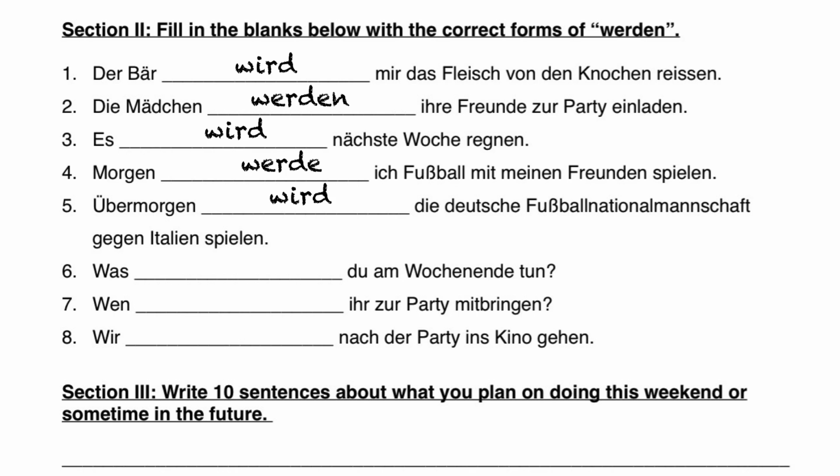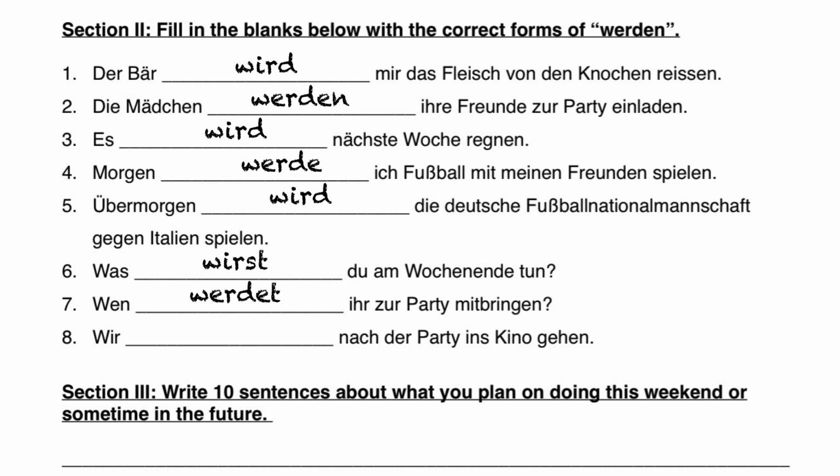Nummer 6. Was, something, du am Wochenende tun. Here we want to ask, what will you do on the weekend? Du is the subject because du is always the subject of a sentence if it's in the sentence, otherwise it becomes dich or dir. So we have here the du form, was wirst du am Wochenende tun? Nummer 7. Wen, blank, ihr zur Party mitbringen. Ihr is the subject of this sentence because wen is the direct object, so we can't have that as the subject. So we conjugate this to go with the ihr form, which is werdet. Wen werdet ihr zur Party mitbringen? Whom will you bring along to the party?